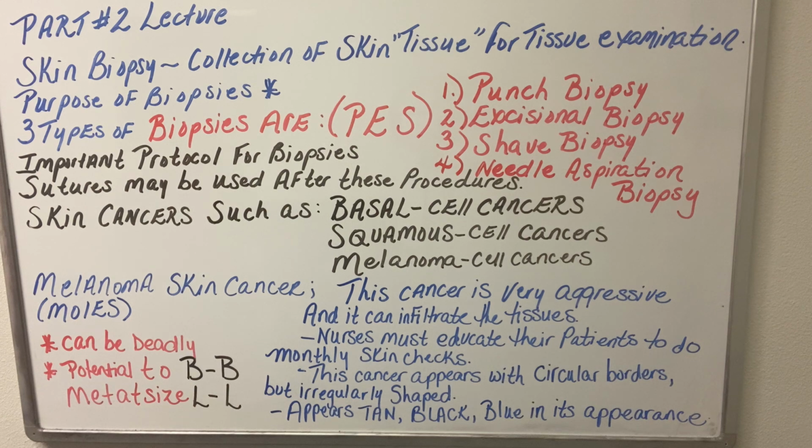This completes part 2 on the integumentary system: the skin biopsies, the different types of biopsies we discussed, the punch biopsy, the excisional biopsy, the shave biopsy, as well as the needle aspiration biopsy, and also the three top major skin cancers: basal cell cancer, squamous cell cancer, and the malignant one, melanoma, which is known to be malignant just like squamous cell.